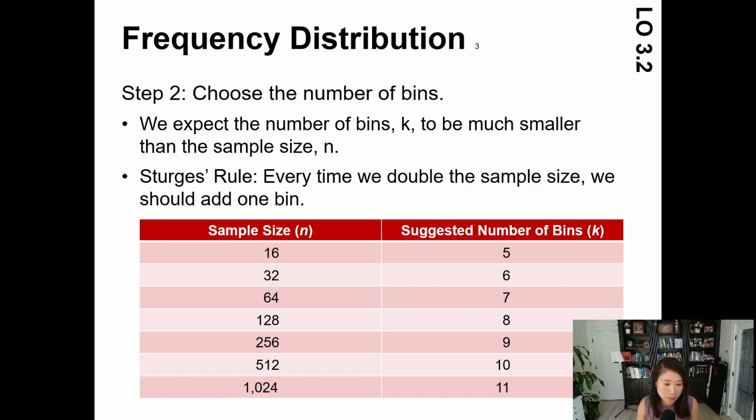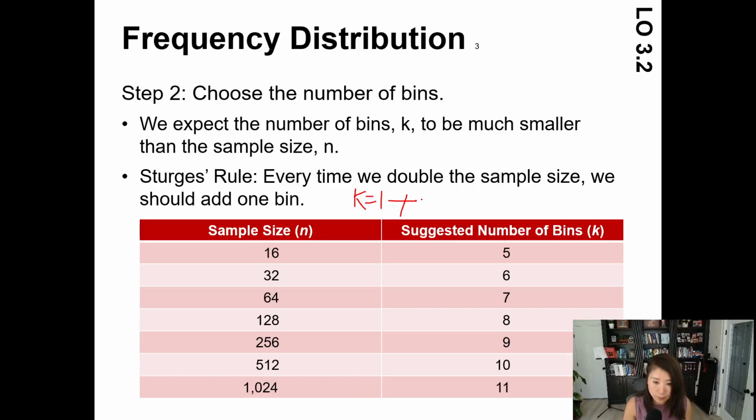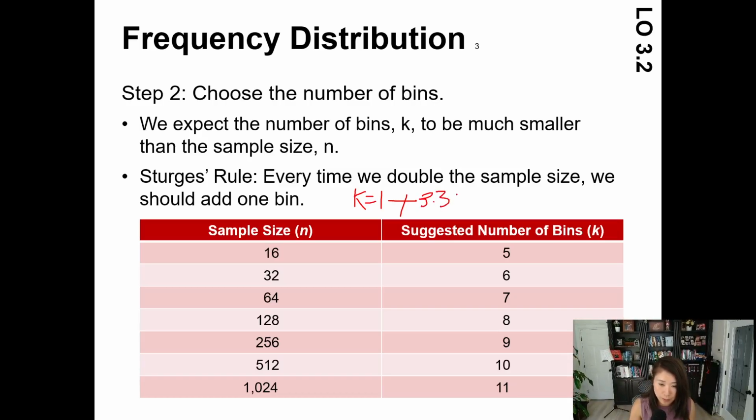If you pay attention when you read your textbook, all these numbers 5, 6, 7, 8, 9, 10, 11 are not something made up. We actually have a formula that allows us to calculate the number of bins. Let me write it down so you will know the formula that guides us to determine the suggested number of bins or classes. The formula for the number of classes k is equal to 1 plus 3.3 times log of your sample size n.